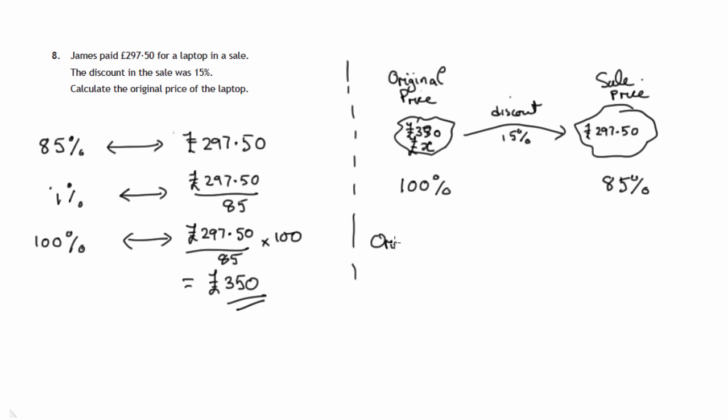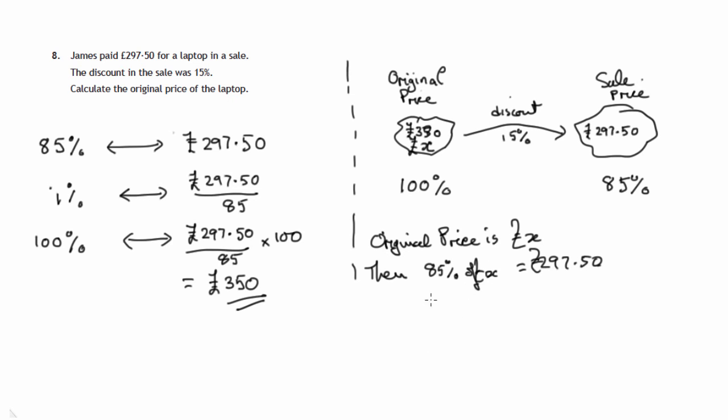Now, there is another way of tackling this, whereby we say that the original price, suppose we call it X. Let's just write that down. Original price is X pounds. Then what we know from this discussion is that 85% of X is equal to £297.50. Now, finding 85% of something is the same as multiplying it by 0.85. So we've got 0.85 times X.